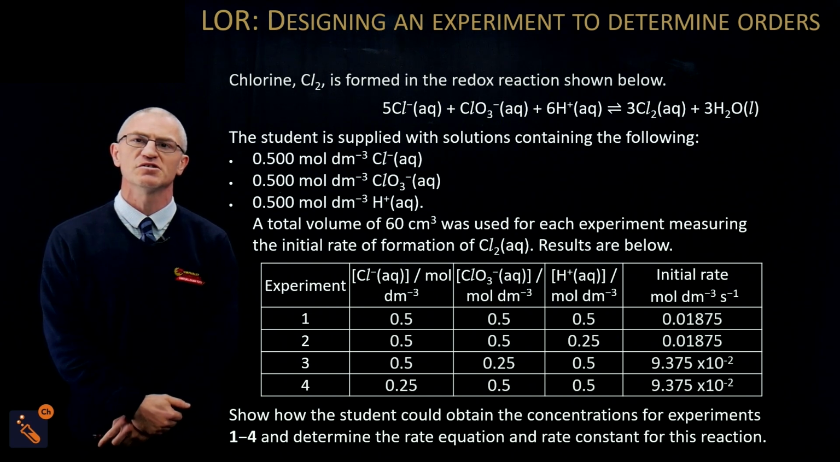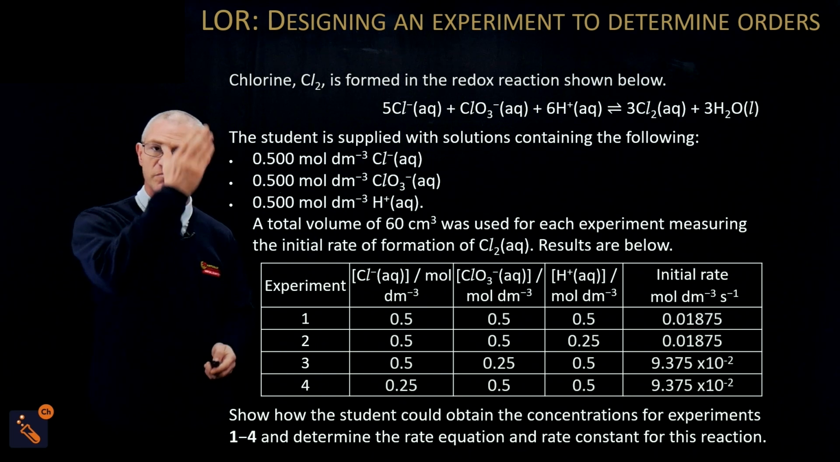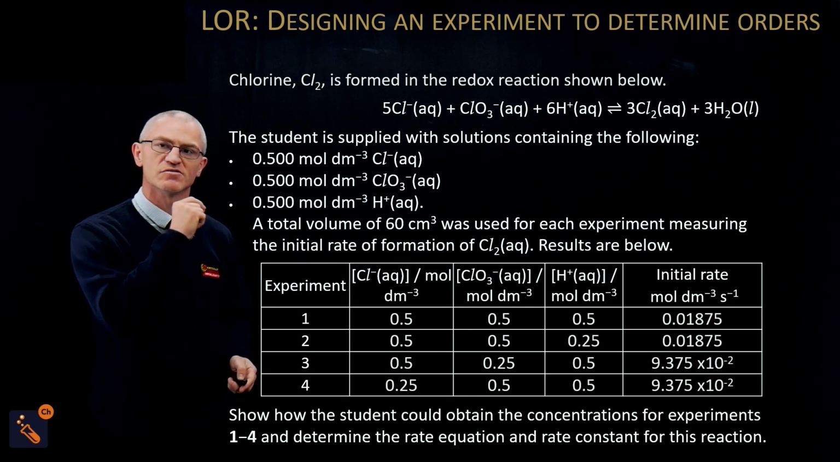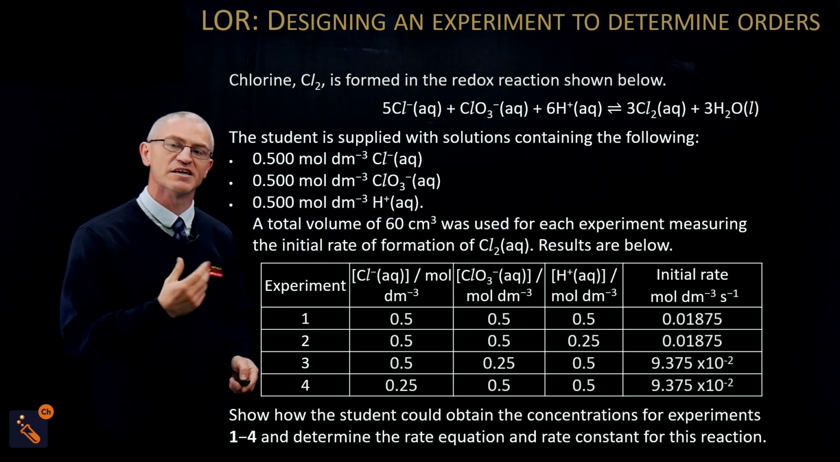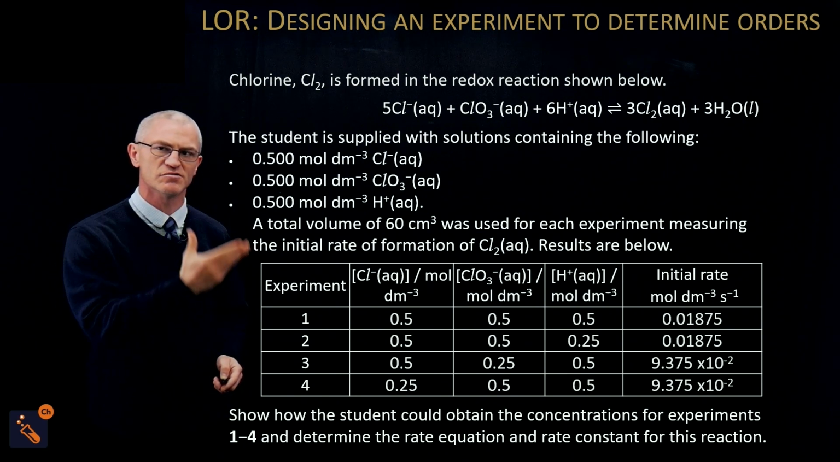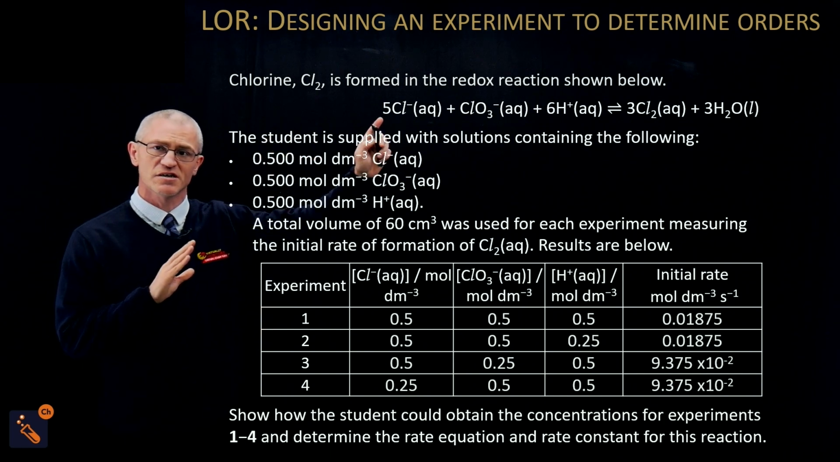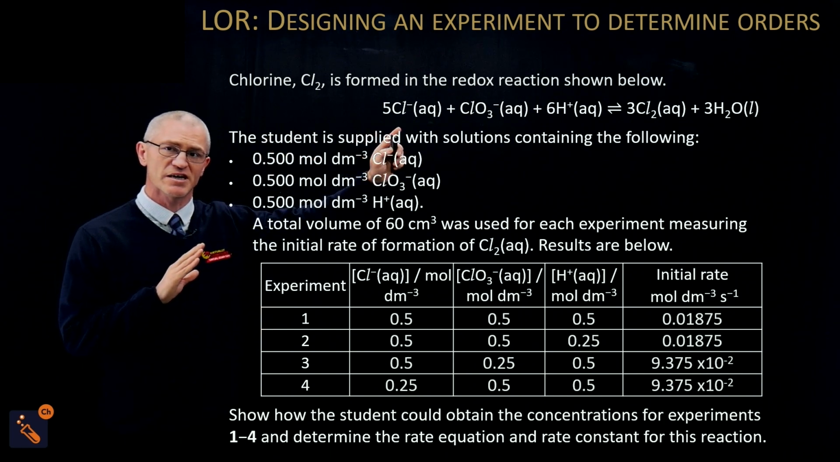We're now going to move on to design an experiment to determine orders. Now, what I recommend, with a big long question like this, is stop the video, read the question, and then turn the video back on and I'll start to go through it. Just make sure you understand all of this before we carry on. So, we're starting with chlorine being formed in this reaction with 3 reactants: chloride, chlorate, and H+.